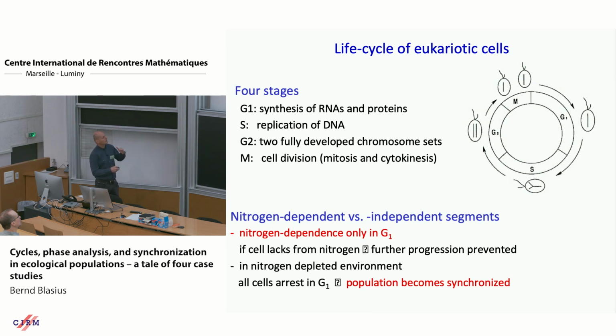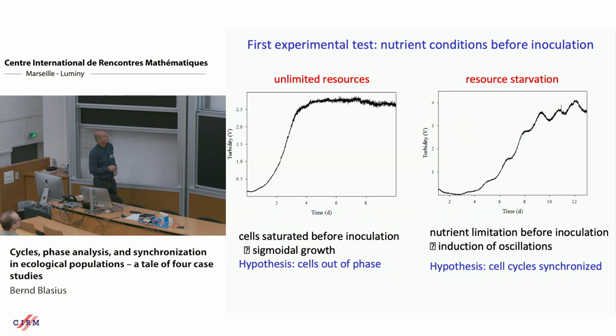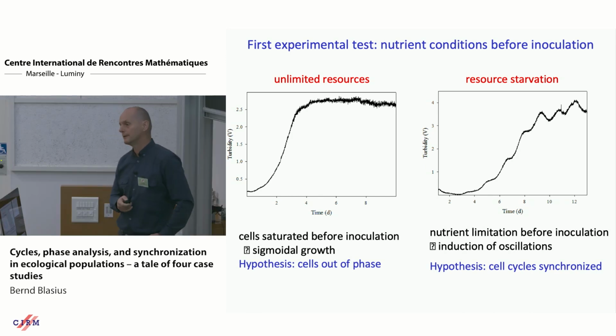Now if you have a system where the nitrogen is depleted, the cells, which always cycle around the loop, get stuck in the G1 phase. In this way, if you have 100,000 or so cells in your system, they all get stuck in the same position, and that's how you can synchronize them. And the first test of this is that we treated the start of the system differently. Before we inoculate the system, either we can give them unlimited resources, or we starve them of resources beforehand.